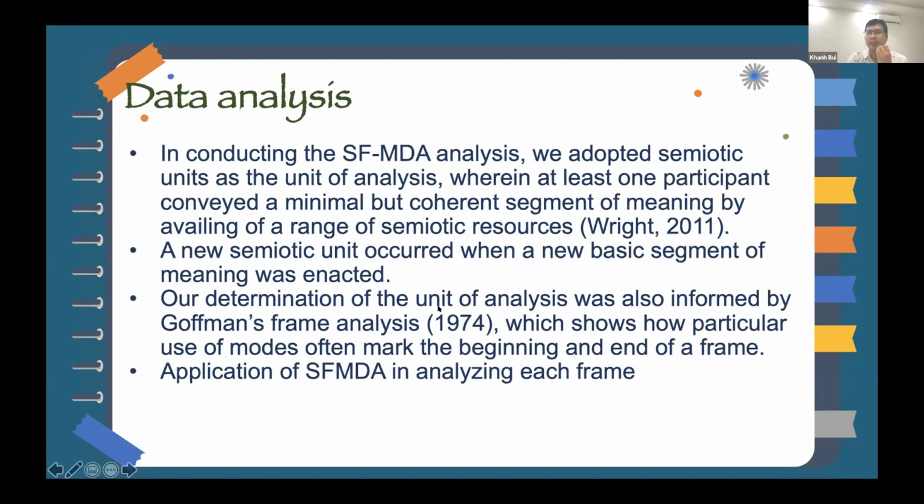For data analysis, we adopt a semiotic unit. That means we look at the video frame by frame, and for each frame we identify the meaning that youth make through it. When the frame moves on to another meaning, we cut to another frame. So we go frame by frame, and that's why we call it a semiotic unit.